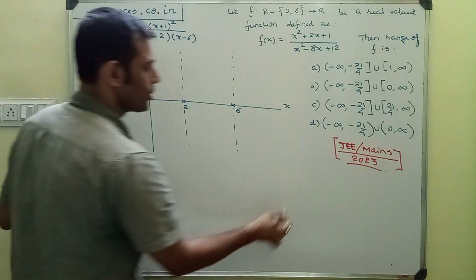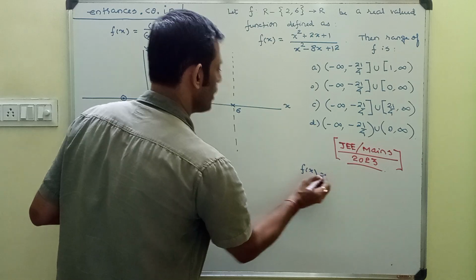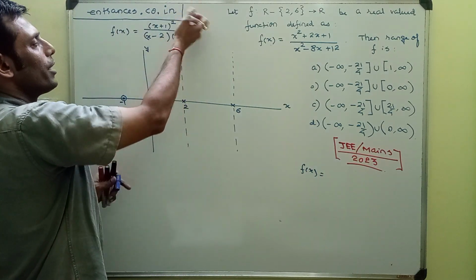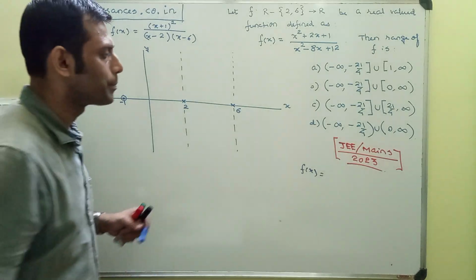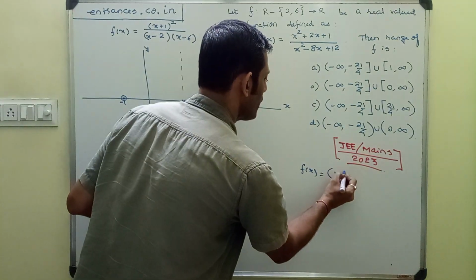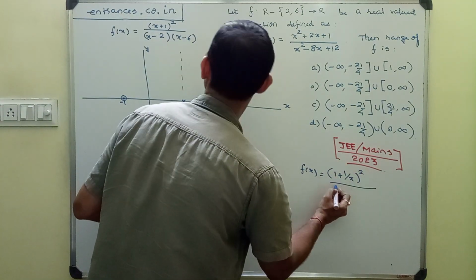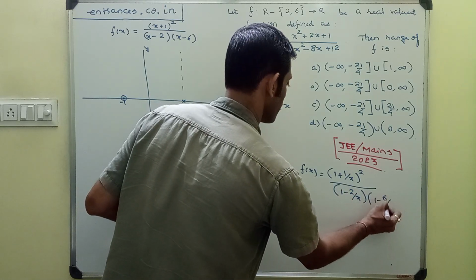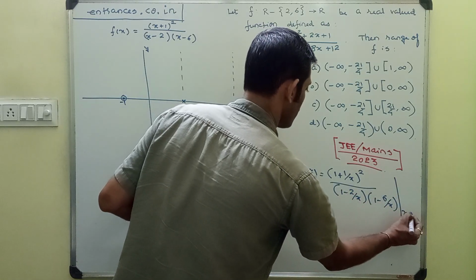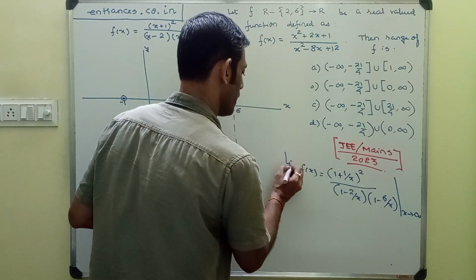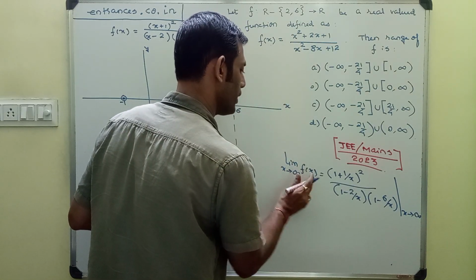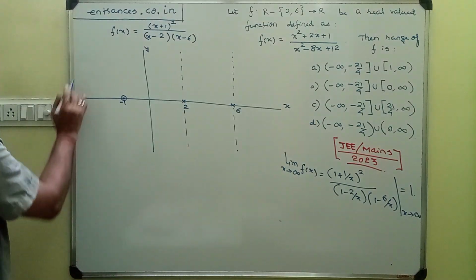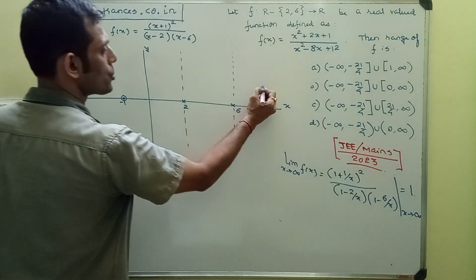You know why? See this. f(x) can be also divided both above and below, I mean in the numerator and in the denominator, by x square. It will turn up like this. And when x tends to infinity, limit x tends to infinity of f(x) will give a value of straight 1. That means at infinity it reaches towards 1.